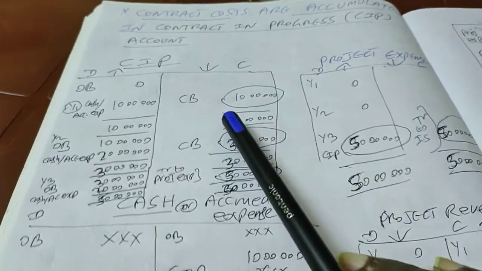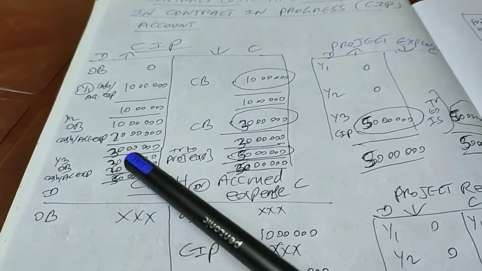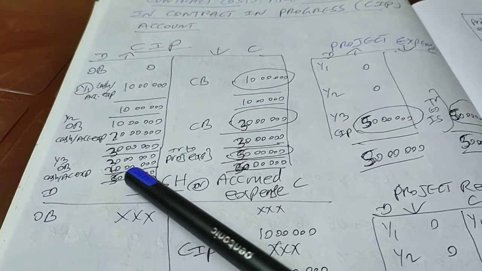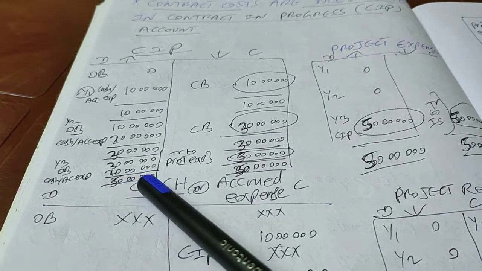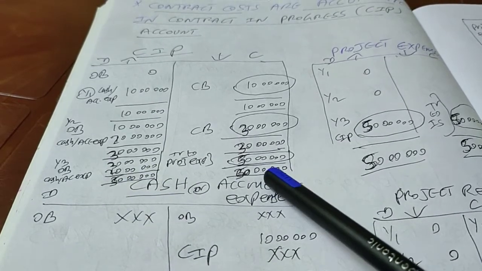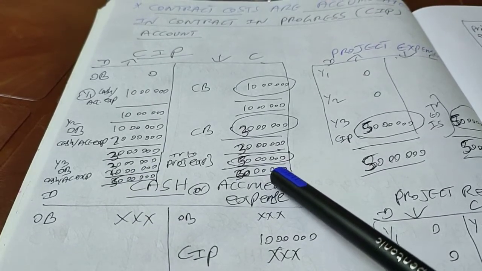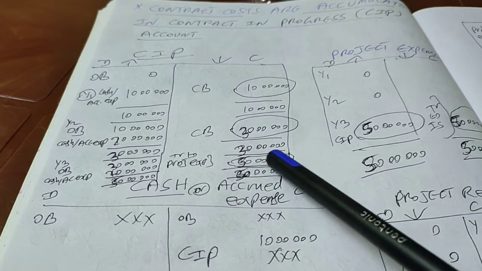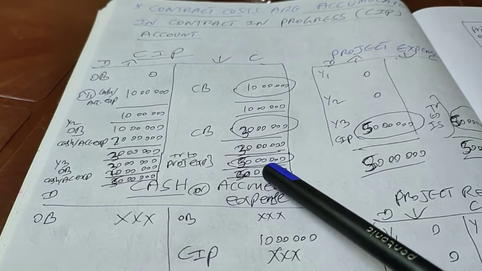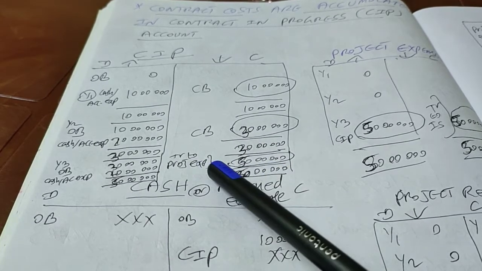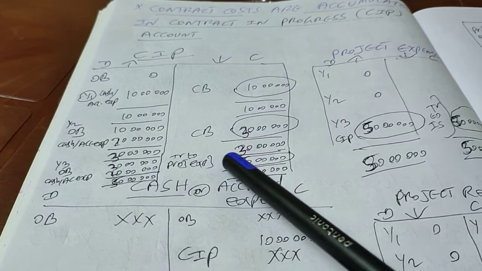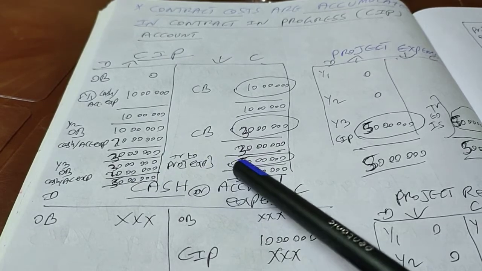Year number 3, that becomes the opening balance, 30 lakhs. Plus additional expenses incurred in year 3 is 20 lakhs. So the total expense is 50 lakhs. Make it equal on the other side, 50 lakhs at the end of year 3. And the amount of closing balance is actually 50 lakhs. Since you don't have one more year, since you are closing the contract at the end of year 3, you don't write closing balance. Rather you write transfer to project expenses.